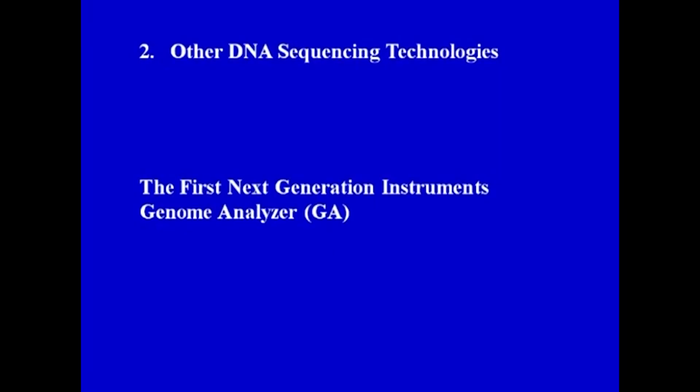Then there are other DNA sequencing platforms, like the first next generation instrument, the genome analyzer, developed by Solexa Inc., which was later purchased by Illumina. It utilizes a strategy for massively parallel DNA sequencing, whereby individual DNA fragments with appropriate linkers are first amplified on a slide matrix similar to a microscopic slide using a solid phase PCR process.